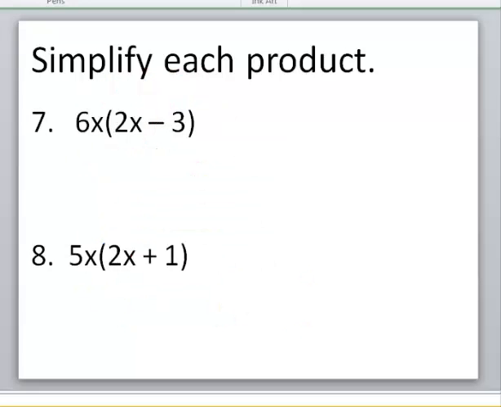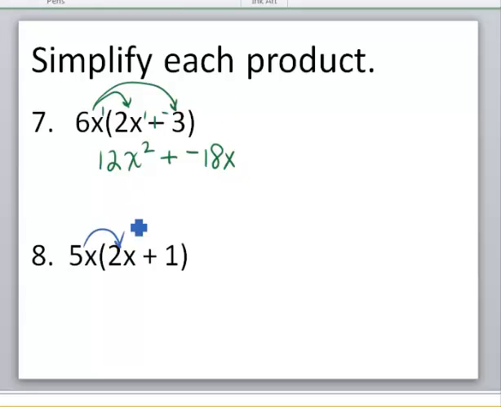We've got 2 more like this, and then we'll be starting another bit of a topic. So I'm going to distribute again. So I've got 6 times 2, which is 12. X to the first times x to the first is x to the second. Minus, or you can change it to plus the opposite, negative 18. Carry my x through.